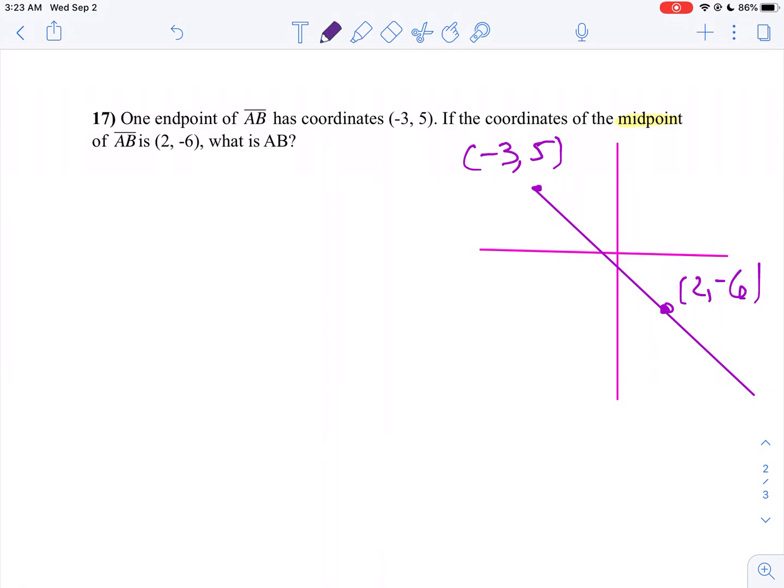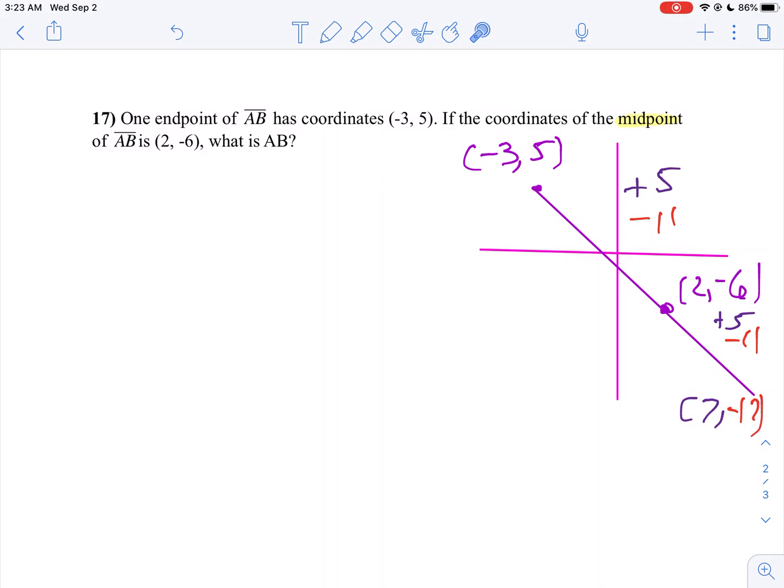Well, the way I look at that, that means you're going to the right 5, because -3 plus 5 is 2. Well, that means I'm going to keep on going. I'm going to add 5 more. 2 plus 5 is 7. Now I'll look at my y coordinates. I'm going from 5 to -6. Well, that means we're going down 11. We'll continue that on. -6 minus 11 is -17.